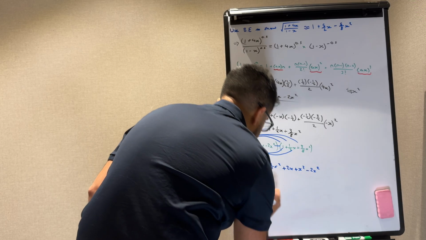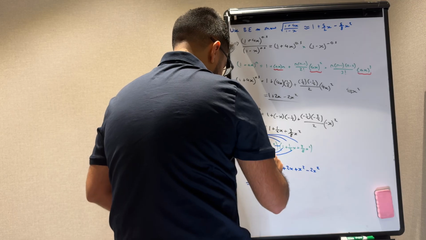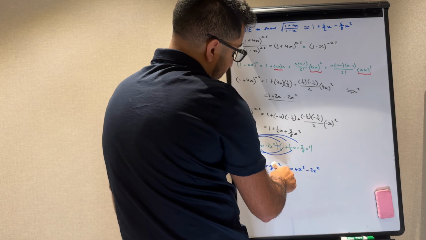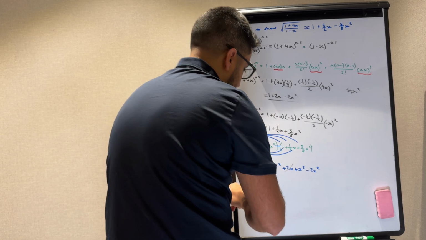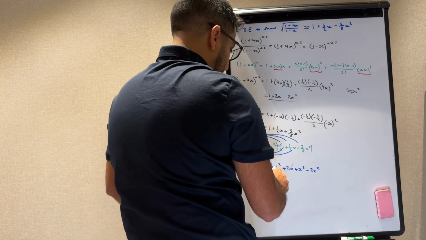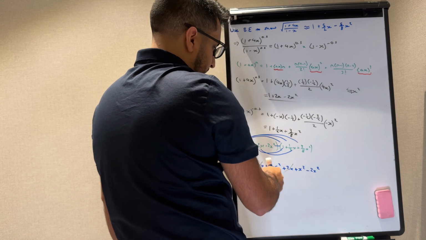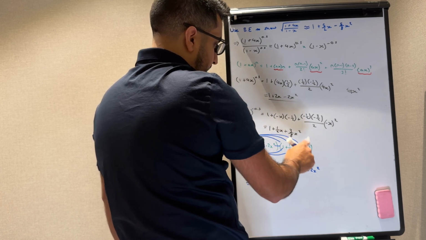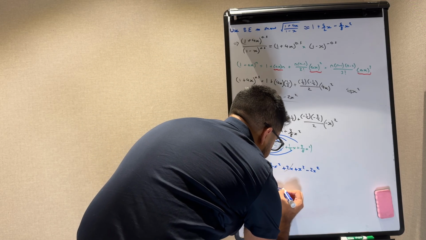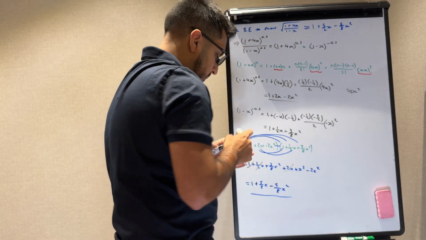So we're left with 1, and I'm going to use a different pen. A half x and 2x gives us plus 5/2 x, and then 3/8 x squared plus x squared is 11/8 x squared, minus 2 is minus 5/8 x squared. So that is that question done.